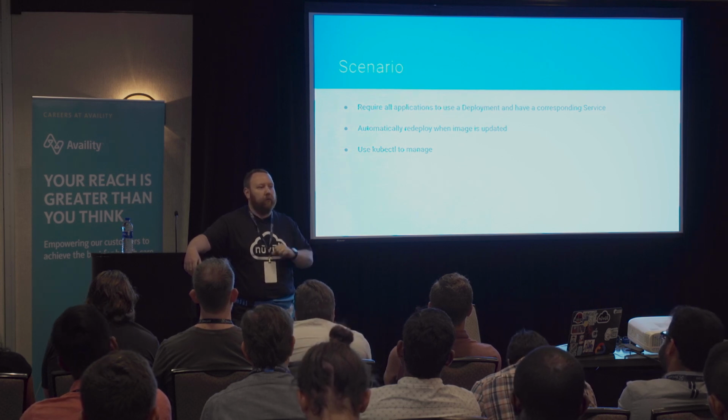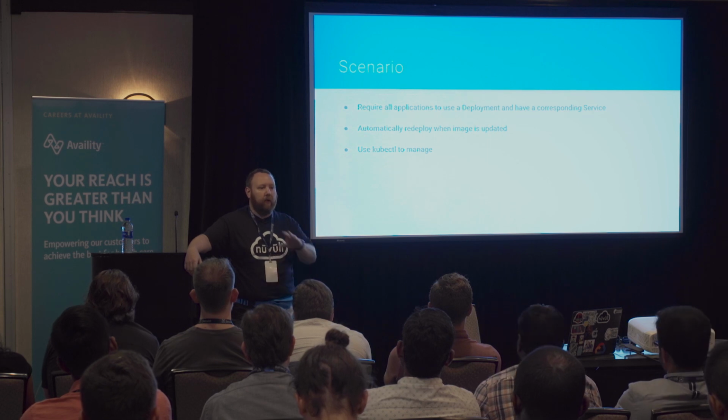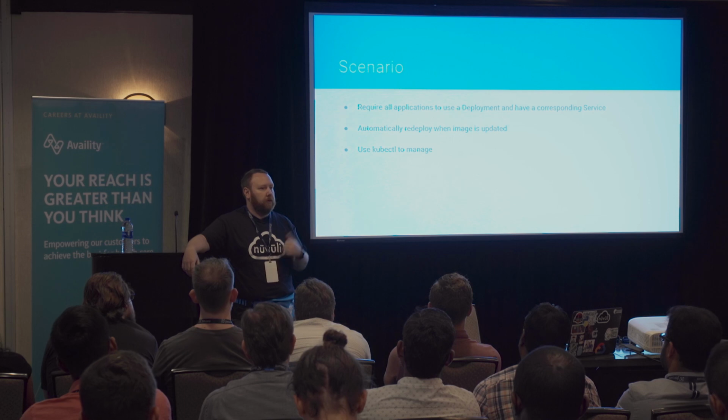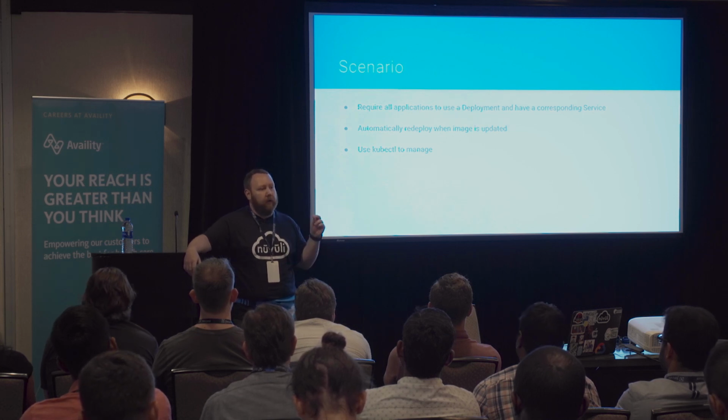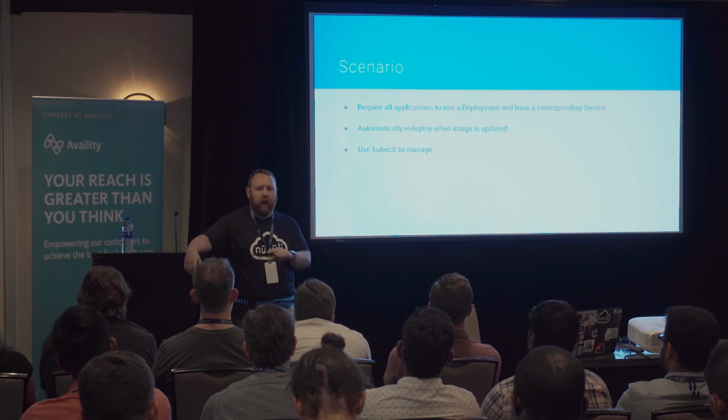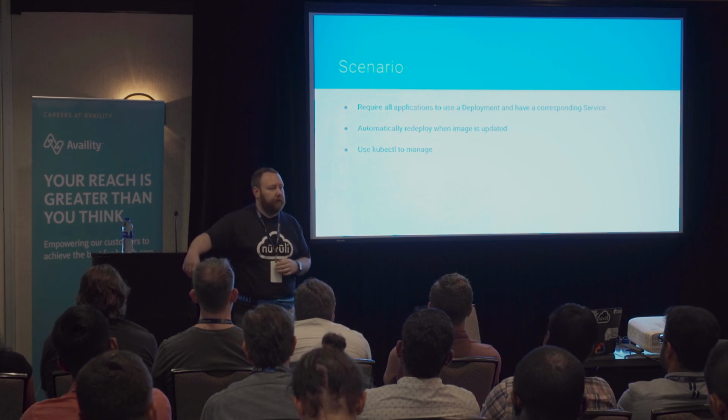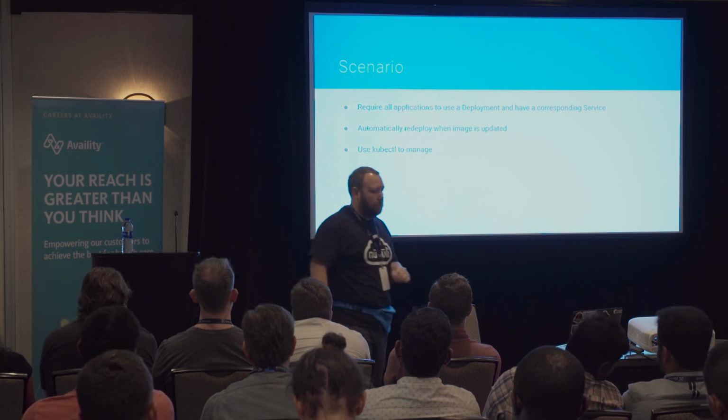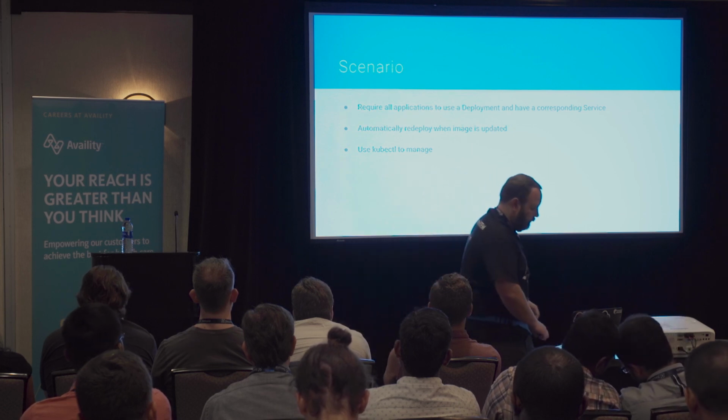So my deployment consists of a Docker push. That's going to go up to my registry, which is going to be running in Google Cloud for this example. And when that happens, I want it to automatically roll out and do a deployment into Kubernetes. So that's what we're going to do.